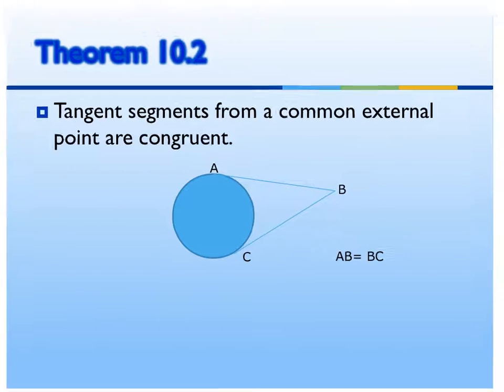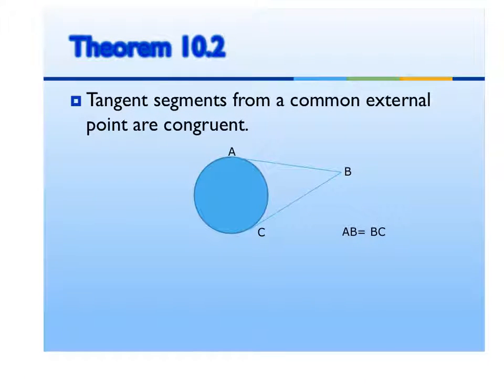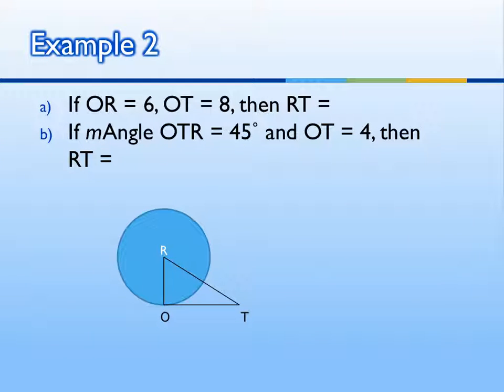Theorem 10.2. Tangent segments from a common external point are congruent. So this is sort of like the ice cream cone or the snow cone theorem. It sort of looks like it. Notice this theorem: if we have two tangent lines from the same point, then these segments AB is congruent to BC. Okay, now we're going to apply these.